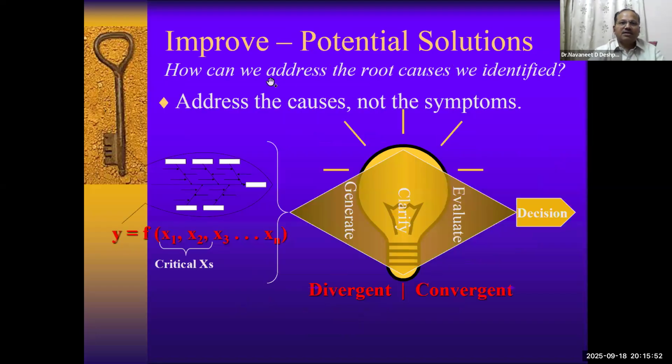Then improve the potential solutions. How can we address the root cause? So you have to generate, clarify, and evaluate the decisions. You have to come to decisions. There could be divergent reasoning, there could be convergent reasoning. We can differ in various ways. The ideas must address the causes. Don't try to address only the symptoms. Most of us make the mistake of identifying things at face value. We take it at the face of it. It looks like the only two people involved in committing the mistakes are the pure offenders. It is not like that.